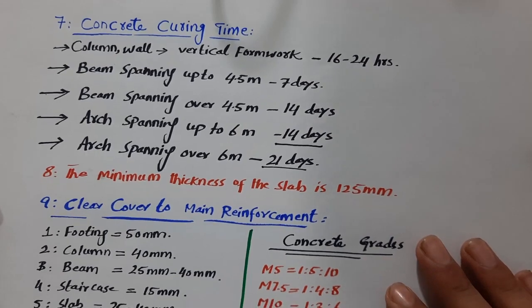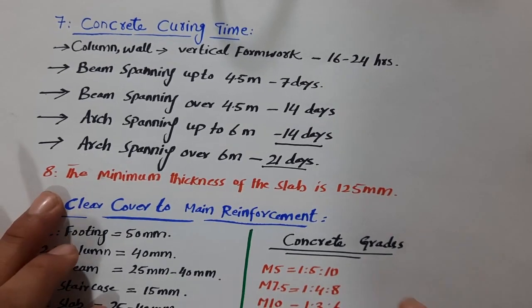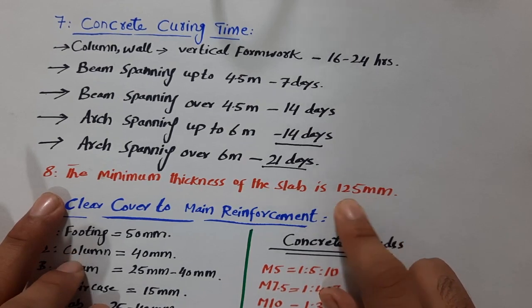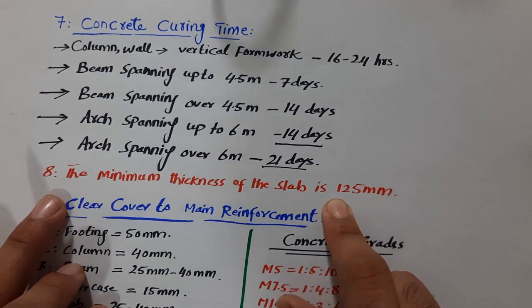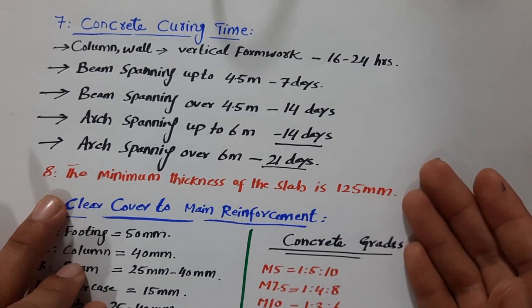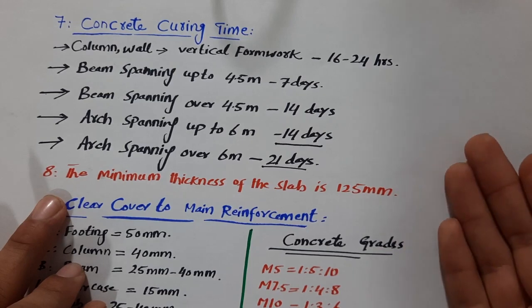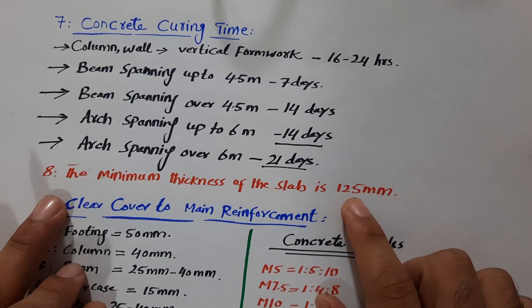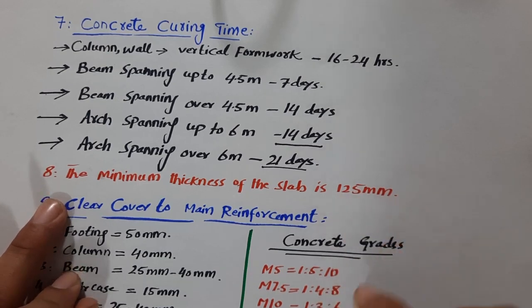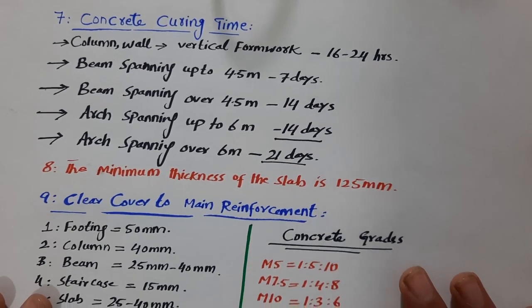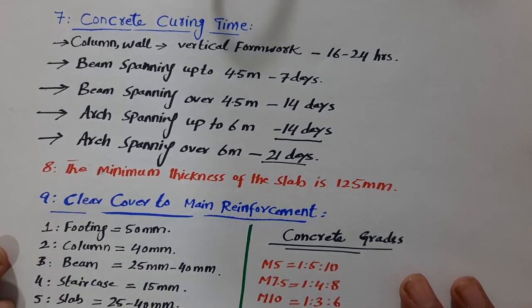Okay. The next one is, guys, the 8th one, the minimum thickness of the slab is 125 mm. It should not be less than this. Otherwise, you will face more problems, whether the slab is designed for a commercial building, domestic building, or any type of building. So it should not be less than 125 mm. Okay, so this is the minimum. Therefore you can increase, but you can't decrease the thickness of the slab from 125 mm.